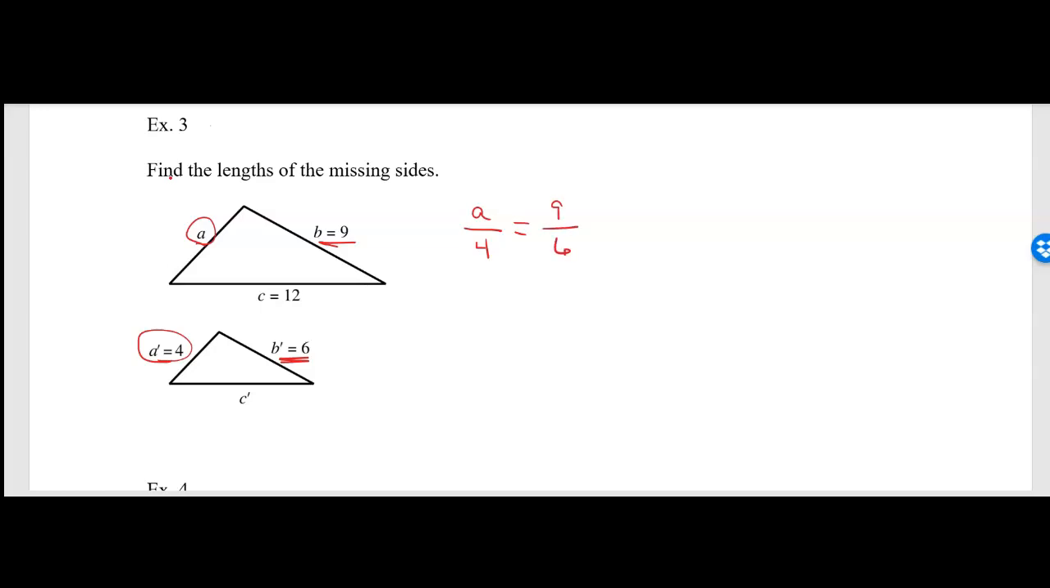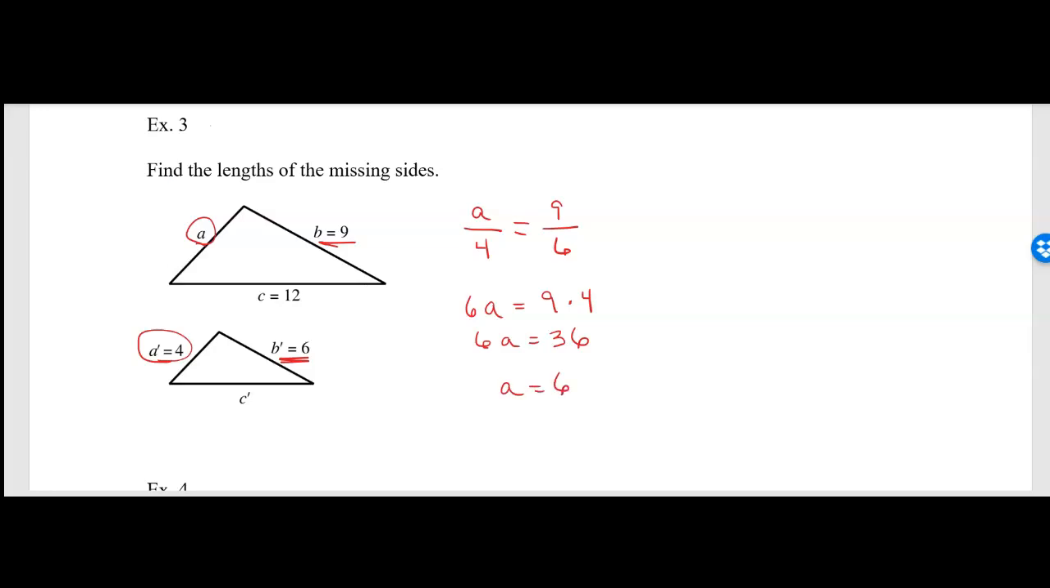Keep the triangles together. We did the large triangle on top, so we'll do the small triangle on the bottom. Same over here, large triangle, small triangle. Don't flip it or you'll get a different answer. Now you cross multiply. So that means 6 times A equals 9 times 4. 6A equals 36. And then 6 times what is 36?